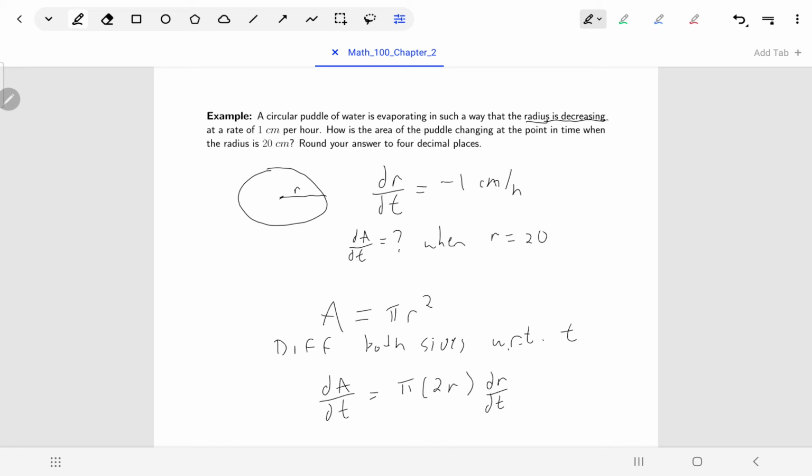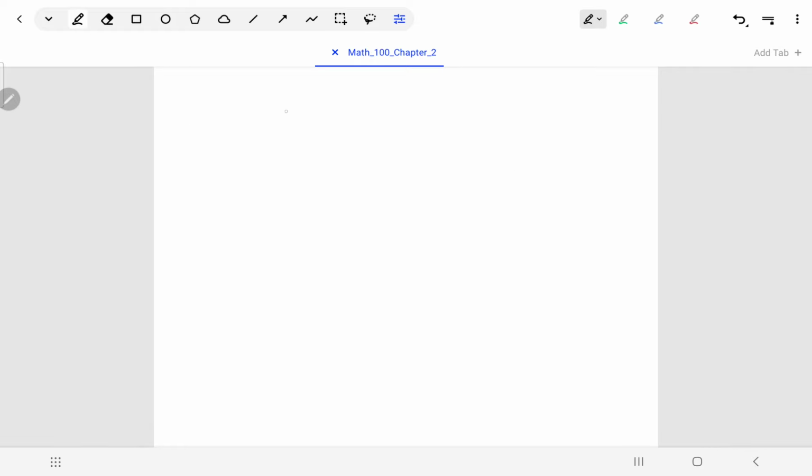Okay, so now I'm pretty much finished. I just have to put in what I need and what I've got. So I need to put in 20 for r, and I need to put in -1 for dr/dt. So I can say that dA/dt is pi times 2 times 20 times -1. So pi times 2 times r times dr/dt, and that cleans up to give me -40 pi, or about -125.6637-ish.